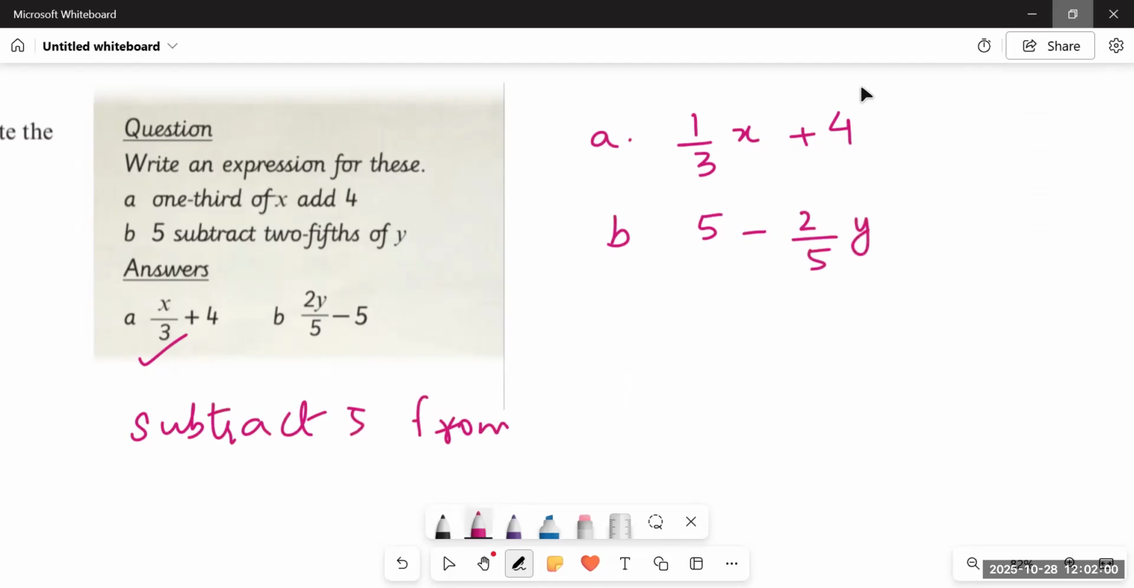2/5 means 2 upon 5, of y means y. So it's 5 minus 2/5 of y. That's the mistake, that he has not written it as 5 minus 2 over 5y. He shuffled the places. So the sequence is wrong over here. Otherwise, the terms he has chosen are correct. Okay.